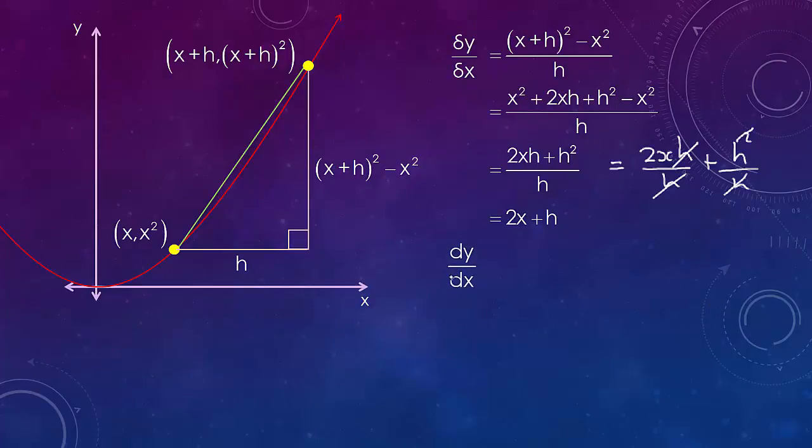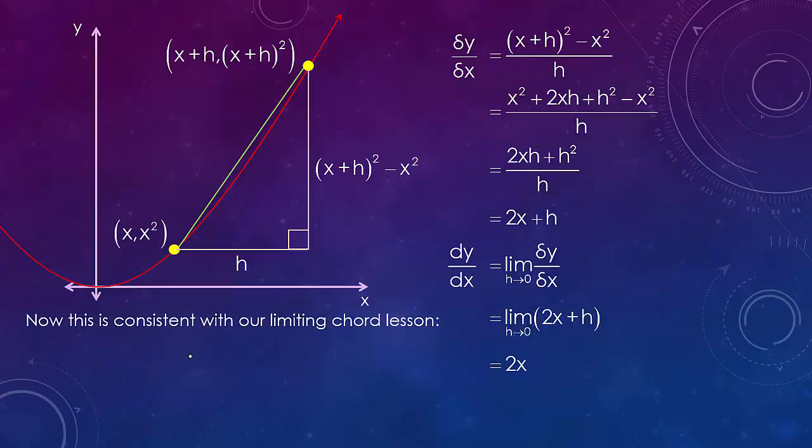dy dx, which is the gradient function, is what we're really interested in, is what happens when we take the limit as h tends to 0. Remember, h tending to 0 will move this point much, much closer to this point. So dy dx is the limit as h tends to 0 of delta y over delta x. And we've got this expression for that. So that's the limit as h tends to 0 of 2x plus h, which clearly is just going to be 2x.